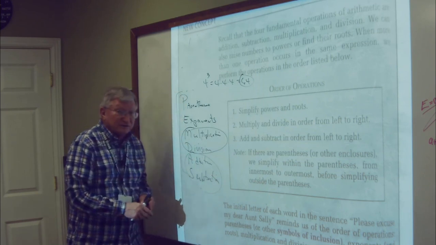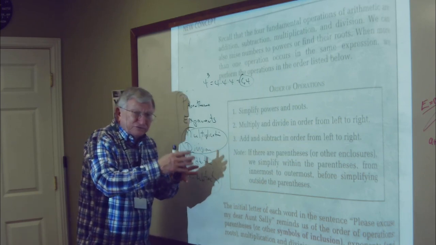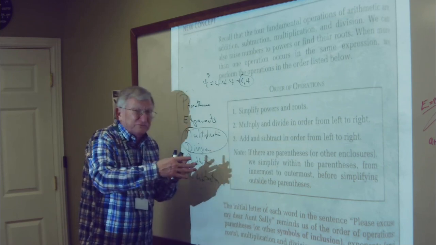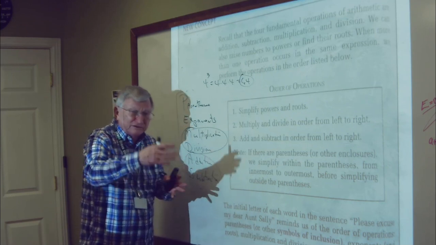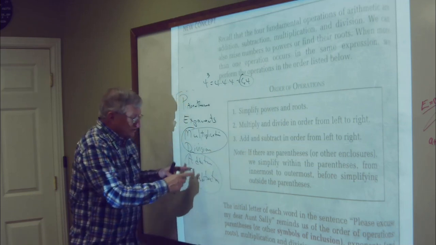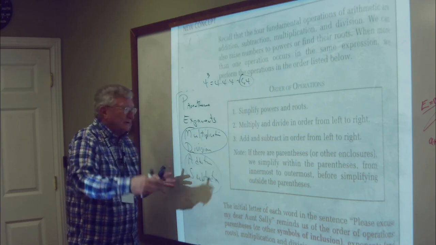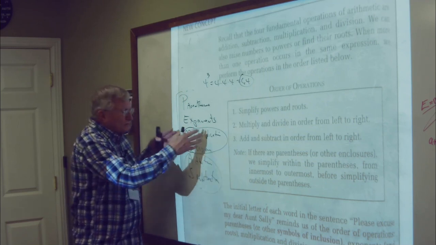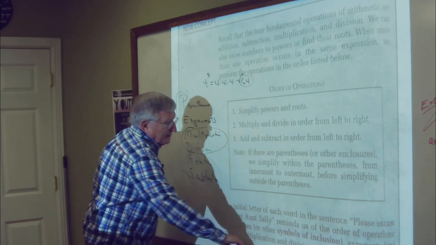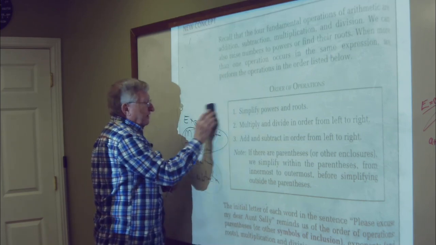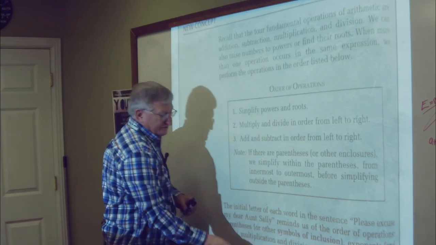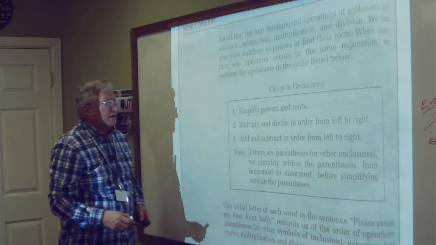Same thing with addition and subtraction. If you've got both addition and subtraction in the problem, and you get to the subtraction first as you move from left to right, do it. Do the subtraction. Then whatever's next. Could be more subtraction, could be some addition. But it's addition and subtraction from left to right. Multiplication and division from left to right. But always do multiplication and division before you do addition and subtraction. So you've got to remember that order of operations, and please excuse my dear Aunt Sally. It's a nice little memory device that'll help you remember it.